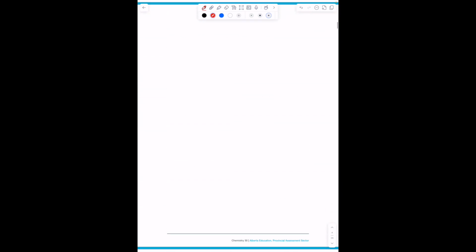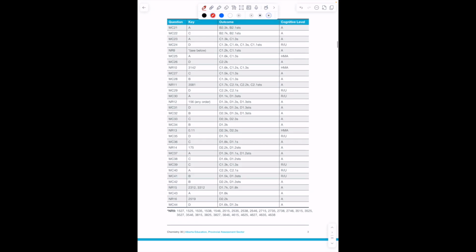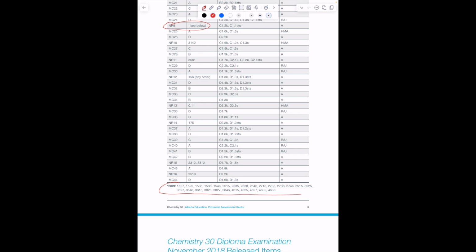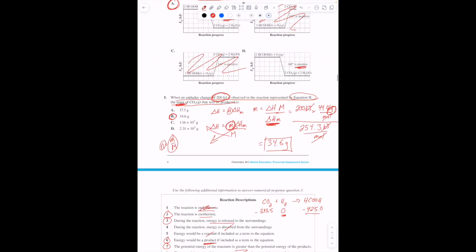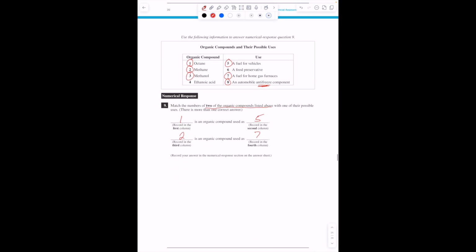Where's our answers? What number was that again? Is that NR9? Yeah, NR9. Okay, lots of answers. You need an algorithm to figure that out. Okay, whatever. So that's good. We're done that page.